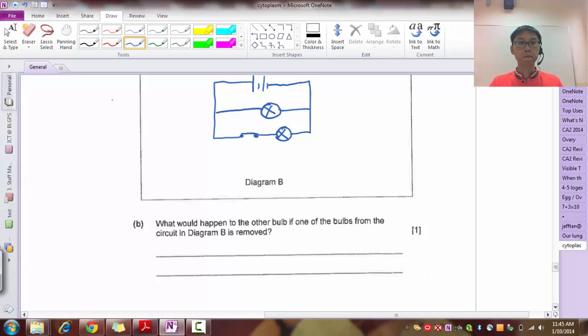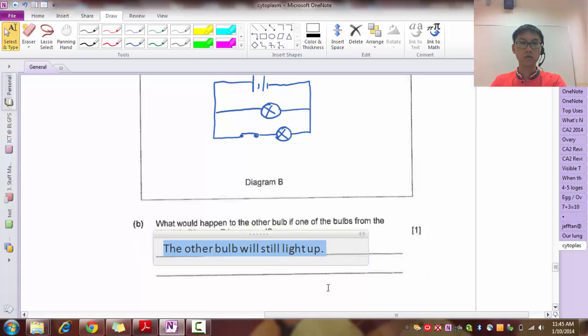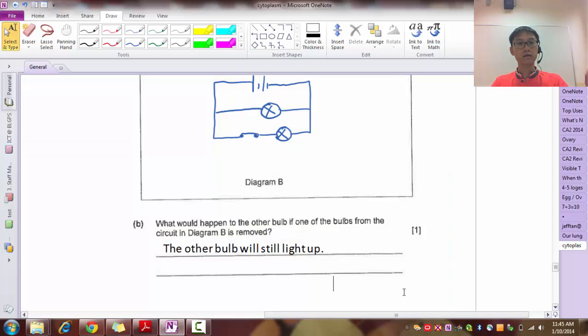So what would happen to the other bulb if one of the bulbs from the circuit in diagram B was removed? Okay, so again, this is one of the advantages of a parallel circuit. When you have one removed, the other bulb will still light up. So that is the advantage. For series circuits, it does not happen. When one fuses, or one blows, or one is removed, all other bulbs will not light up. So what will happen? The other bulb will still light up. Straightforward. Okay, right. Enjoy yourselves.